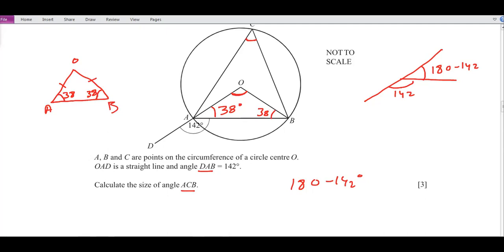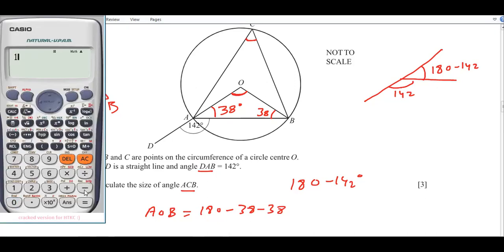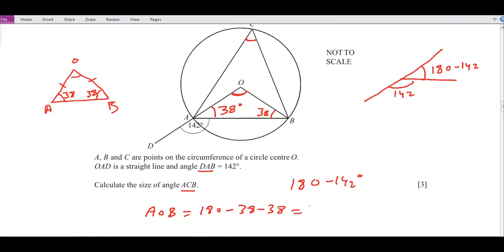Now, how can we find the center angle? Angle AOB will be equal to 180 minus the two remaining angles in this triangle. Now calculate them. 180 minus 38 minus 38 is 104. It means this angle is 104.